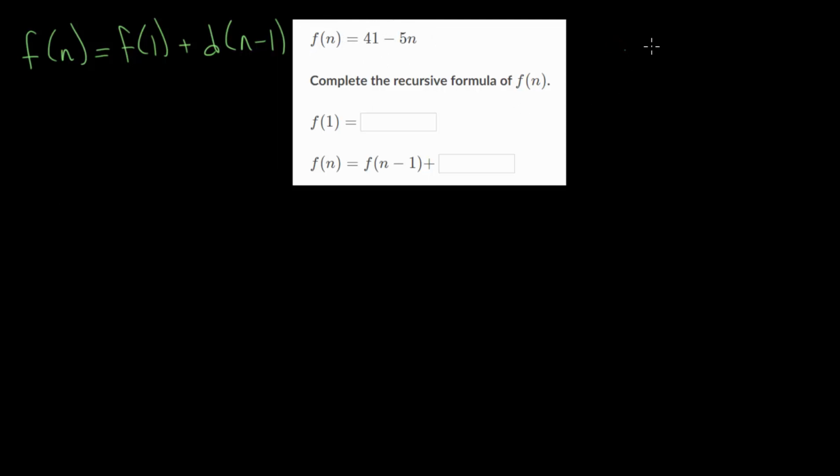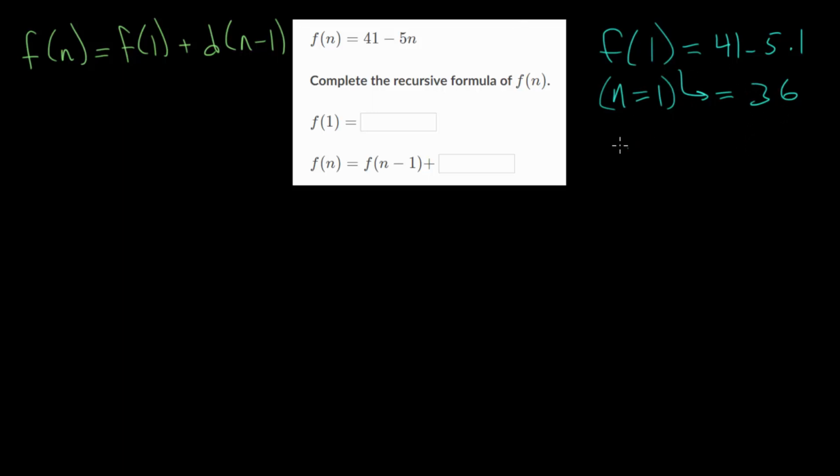So let's do that. Let's say we want to know what f of 1 is. We need to know that first term. And we're just going to plug in n equals 1 into our explicit formula. So we have 41 minus 5 times 1. And 5 times 1 is just 5. So we're taking 41 and subtracting 5, and that gives us 36. So our first term in this sequence is 36.